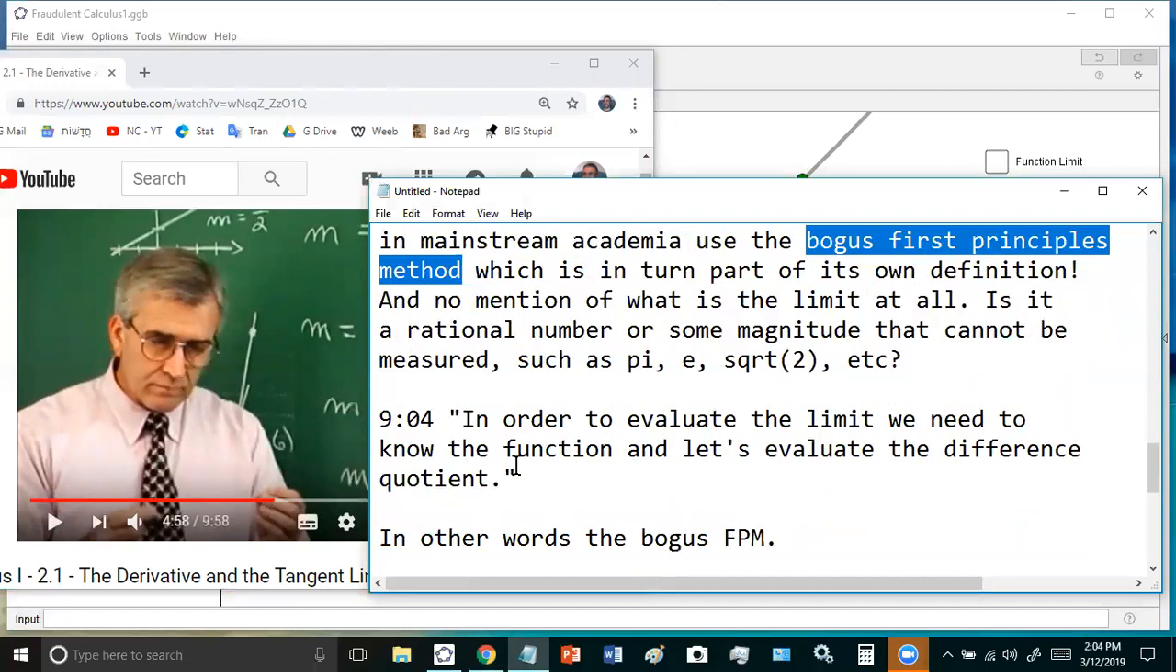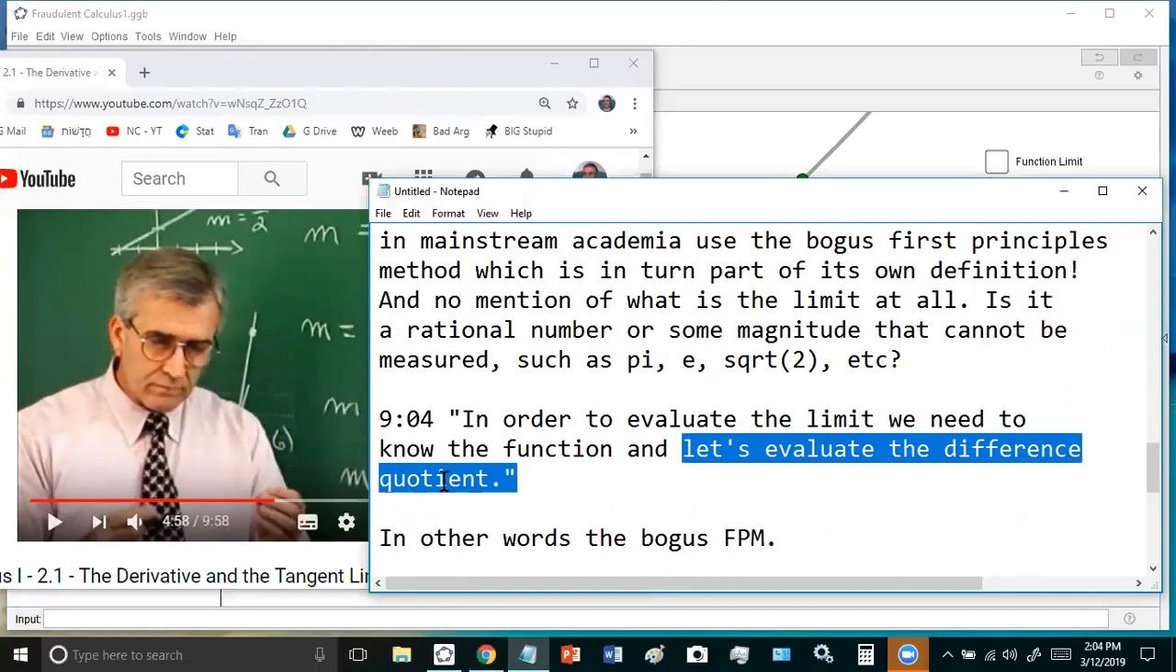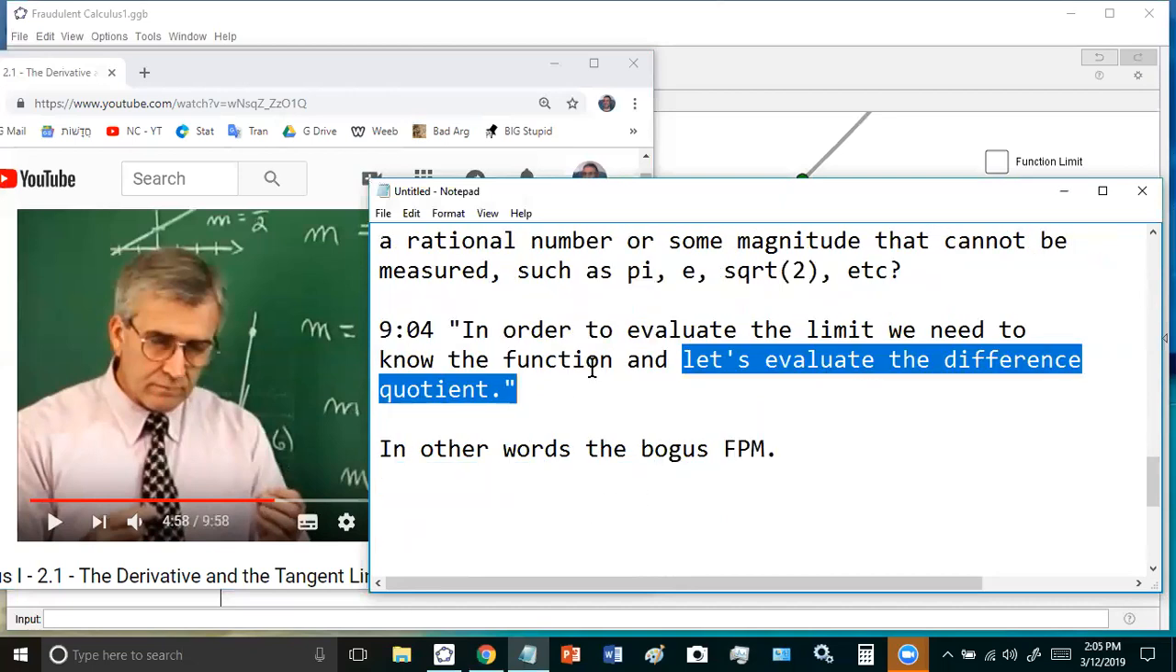And it's completely circular. So at 9 minutes and 4 seconds, he says, in order to evaluate the limit, we need to know the function, and let's evaluate the difference quotient. Well, you're not really evaluating anything. When he says, let's evaluate the difference quotient, he means the first principle methods. In other words, assume H is not 0, do the division, simplify everything, and then set H is equal to 0. That's how you evaluate the limit, okay? And obviously using the function. So the first principle method is definitely bogus.